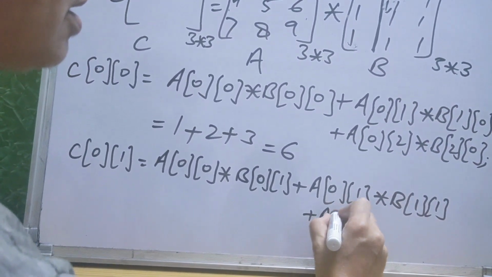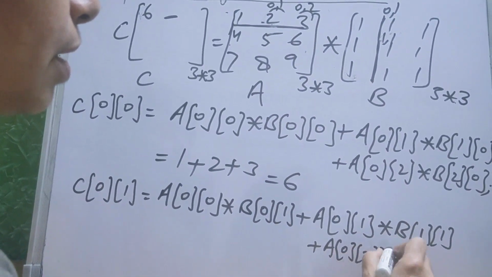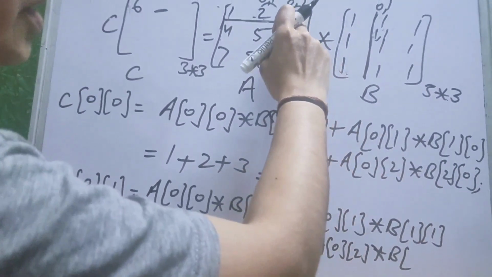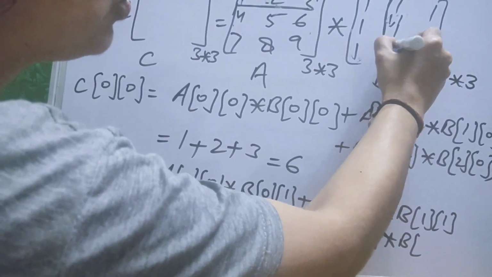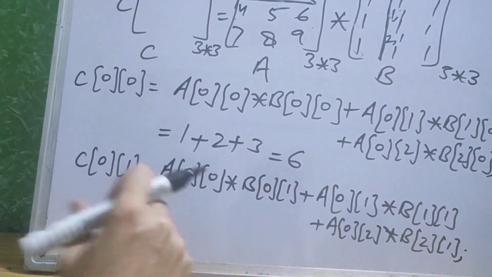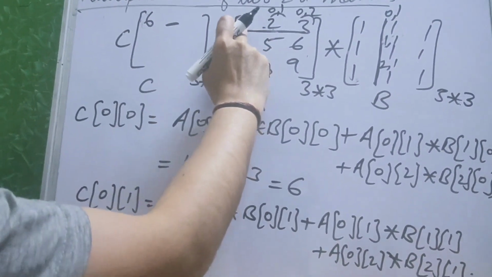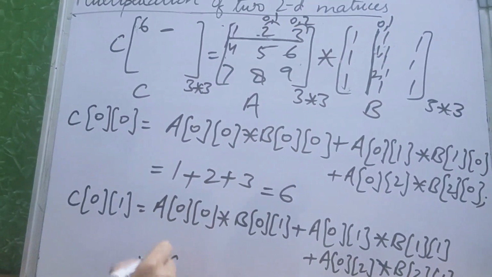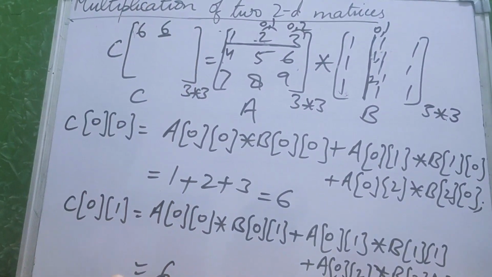Plus A this one into B this one value. What is this? 2 1. Where will it result? A 0 0, 1 into 1, 2 into this, 3 into this, that is also 6. It will be placed here at 0 1 index, that is 6.